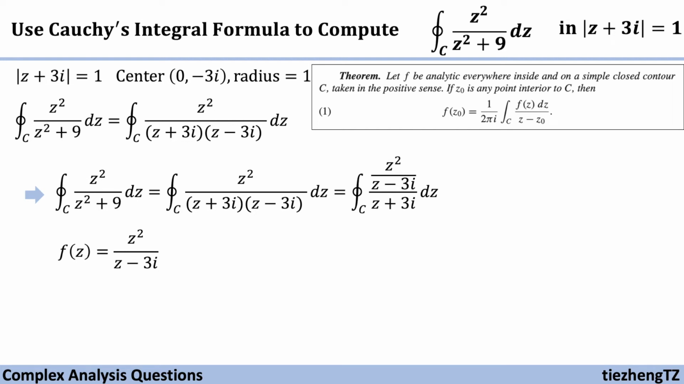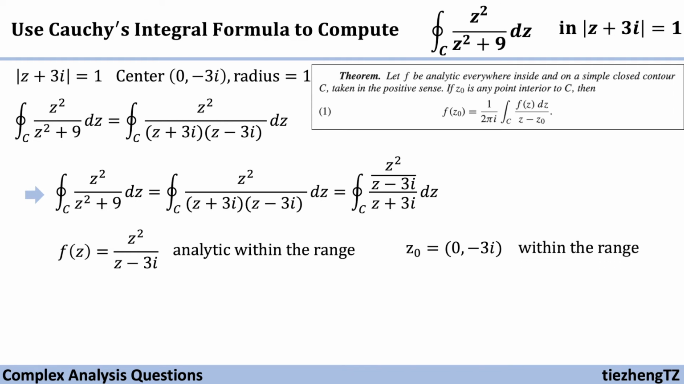Here's the reason. Now we can say the function f(z) is the new numerator part, z squared over z minus 3i, and this is analytic everywhere inside this closed circle. The only point that is not analytic is z at the point 0, 3i, but this point is outside of the circle, so we don't need to worry about that. We're going to use the point z0 at 0 minus 3i. You may have already noticed that this is the center of the circle, so it is, of course, within the range. So now we have found the correct function f and the correct point z0.